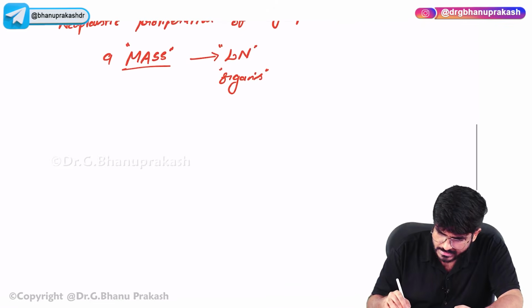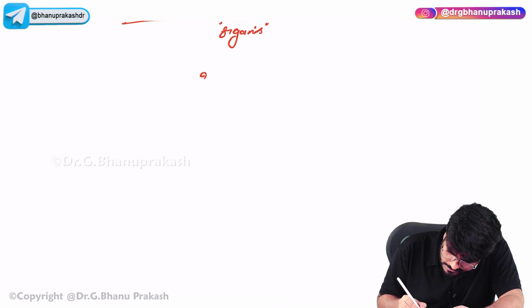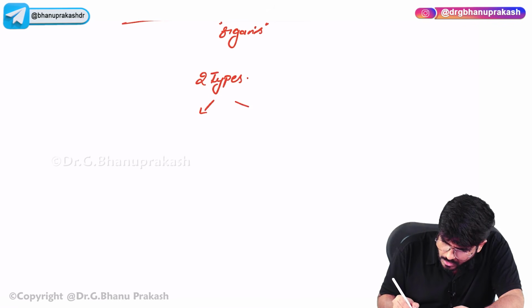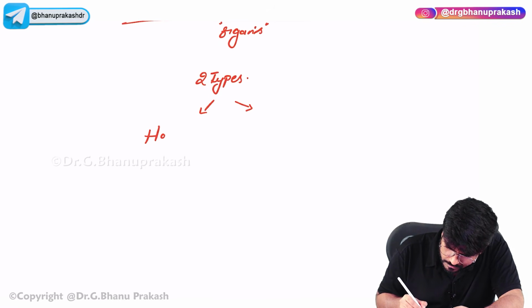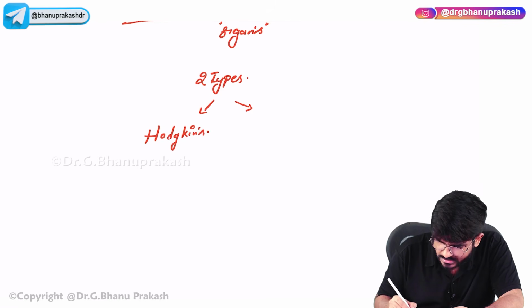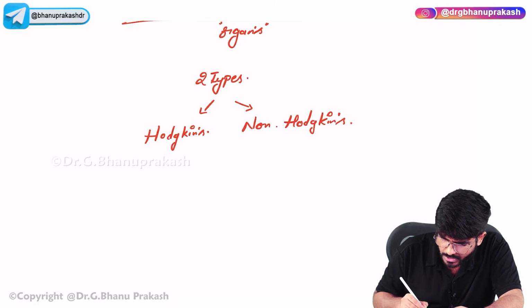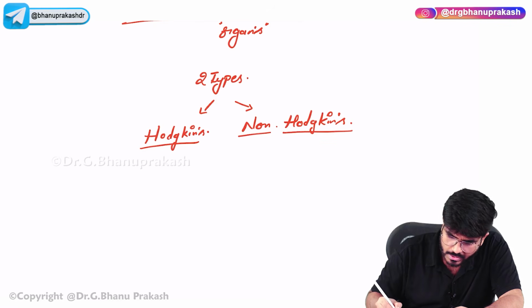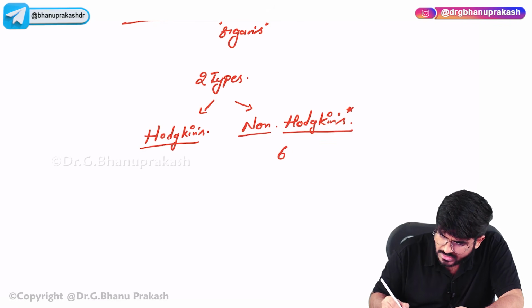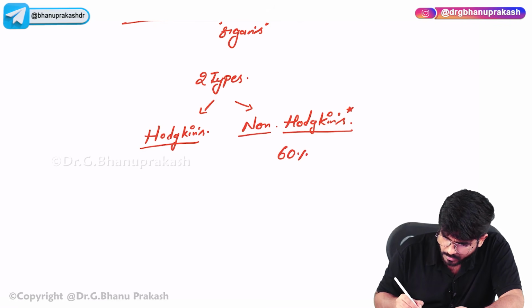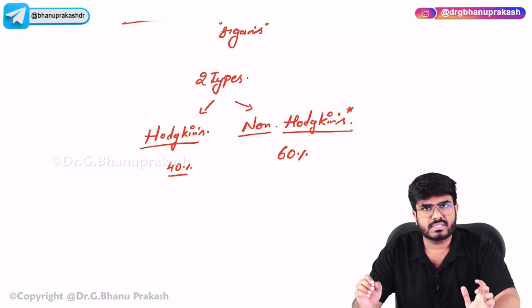Lymphoma is divided into two types. What are the two types? Hodgkin's lymphoma and non-Hodgkin's lymphoma. Out of these, non-Hodgkin's lymphomas are most common. Hodgkin's lymphomas are also common, but about 40% less than the non-Hodgkin's lymphoma.